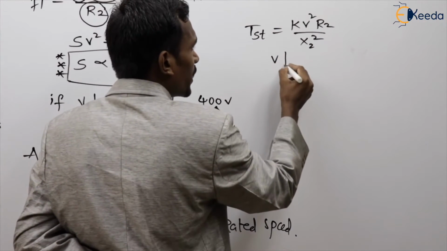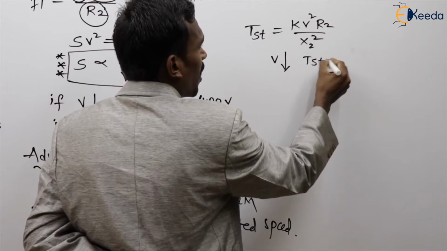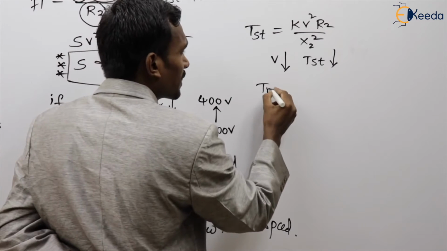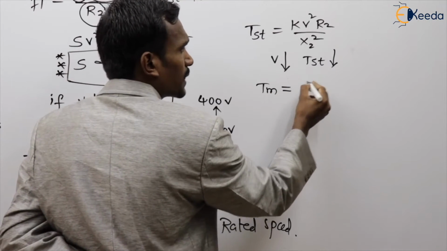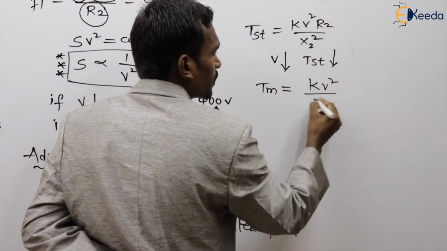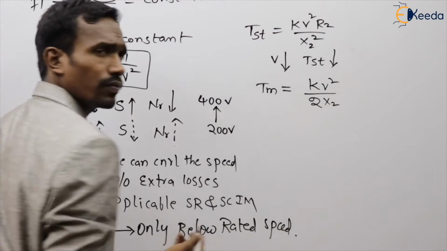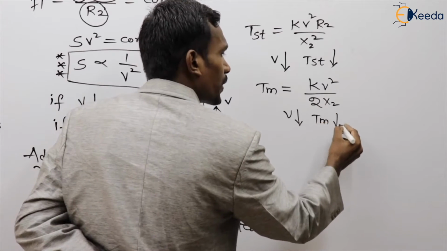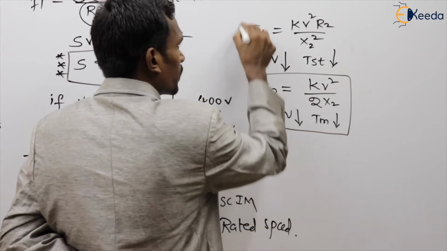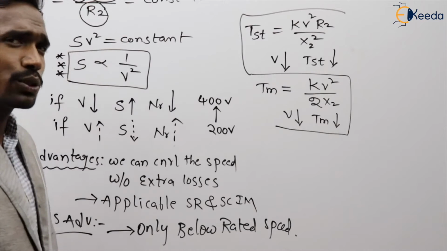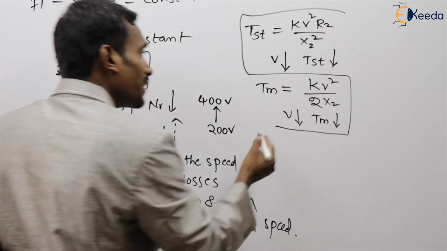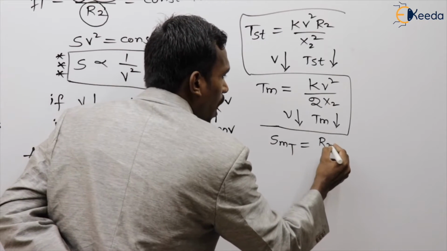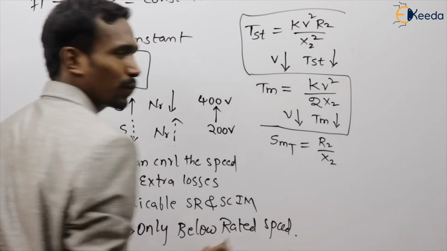If voltage reduces, starting torque also reduces. The next one, maximum torque is equal to K V square by 2 X2. If voltage reduces, maximum torque also reduces. And next one, slip at maximum torque is equal to R2 by X2.